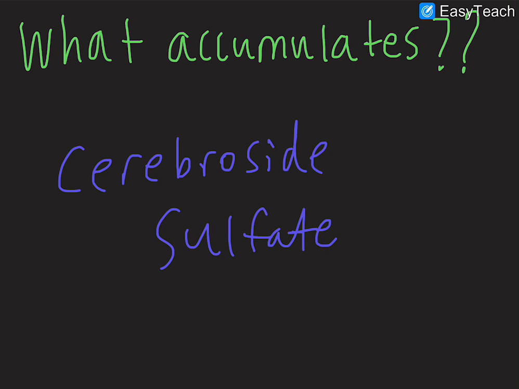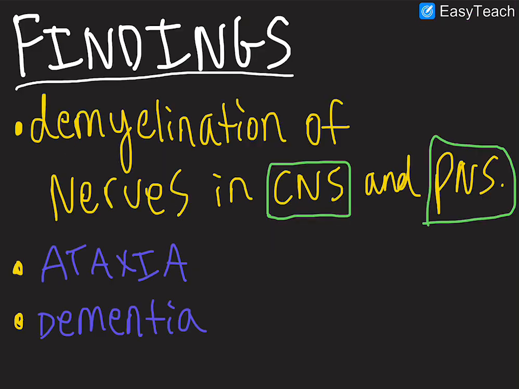So what are the consequences of a buildup of cerebroside sulfate? Well, cerebroside sulfate actually builds up in the lysosomes. This is bad because if it builds up in the lysosomes of certain cells like oligodendrocytes or Schwann cells, that's going to damage your myelin. Because remember what oligodendrocytes do: they're the glial cells of the central nervous system that are responsible for making myelin around your neurons. Schwann cells make myelin around your peripheral nerves.